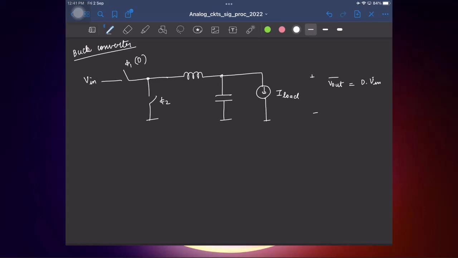And what was the problem that we saw here? The output, although it's approximately equal to D times V in, if you actually sketch the waveform, see this is the D times V in, so it will be hovering around this, something like this, right? It will not be a sinusoid, but something like this.